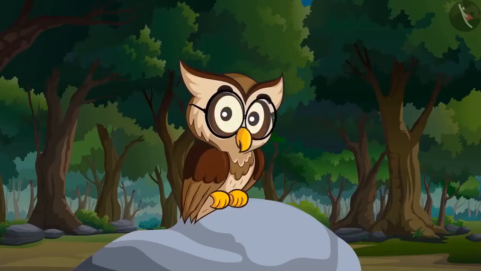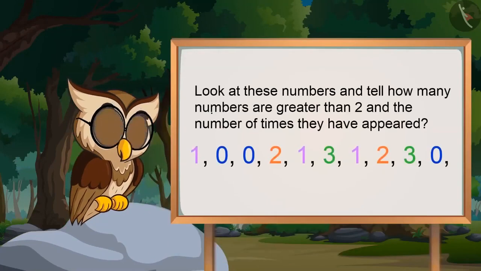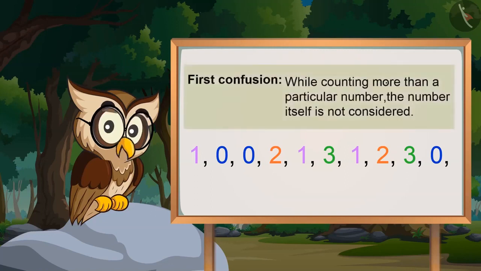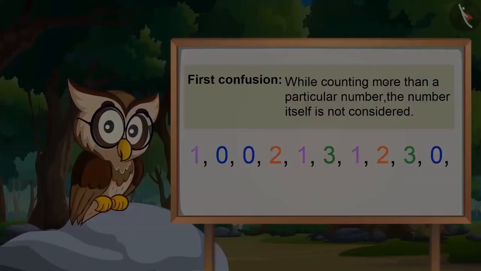We often make mistakes in the collection of data. For example, look at these numbers and tell how many numbers are greater than 2 and the number of times they have appeared. We usually get confused, should we count 2 or not? Let's look at this example.